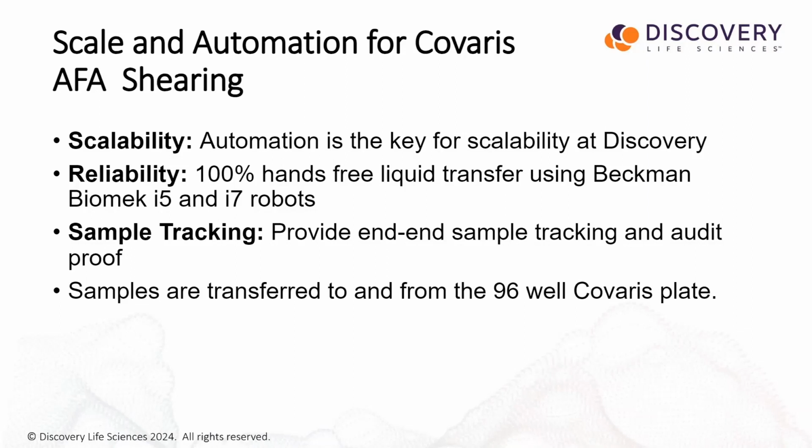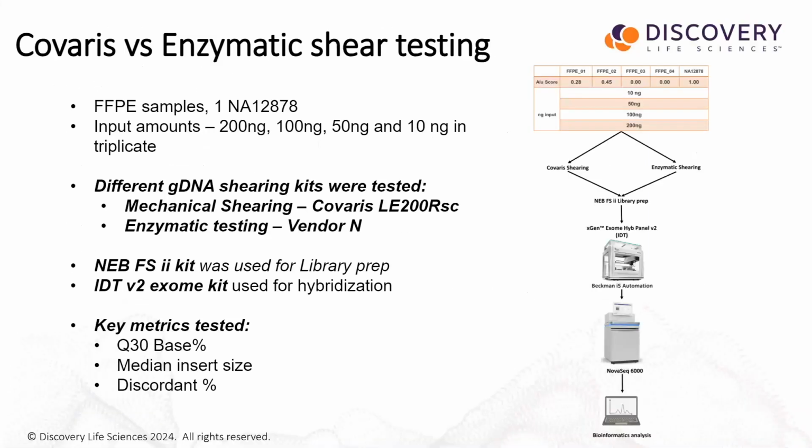One is during the isolation and extraction phase. Another one is at the genomic DNA fragmentation or shearing stage. Now I'm going to walk you through a small experiment that we did and show some of the data between the Covaris and enzymatic shear testing that we have done internally, and some of that is quite obvious.